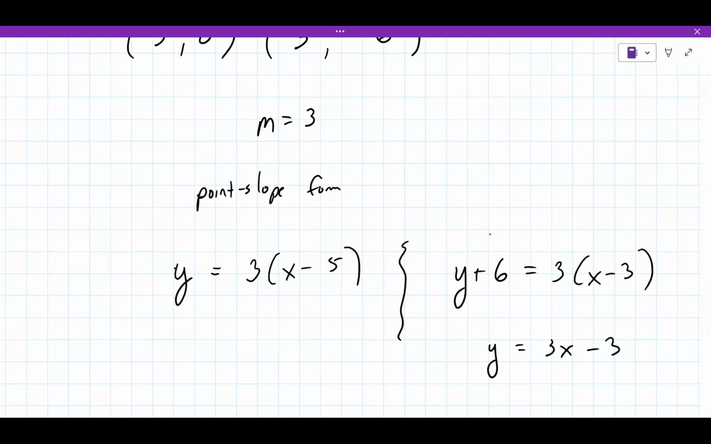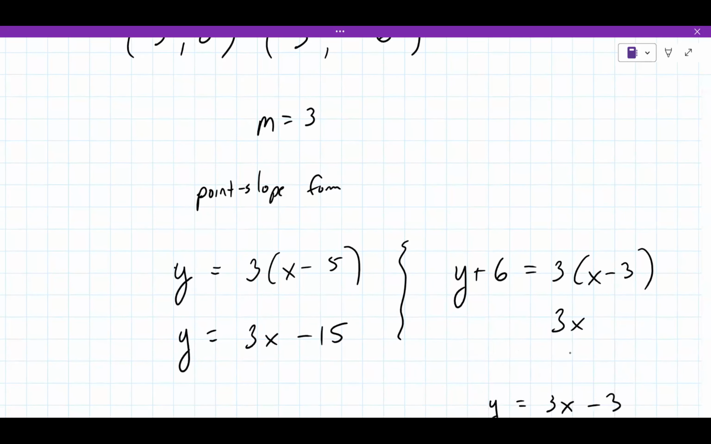And so they should be exactly the same, would you agree? When we distribute this in, we should get exactly the same thing as this. Yes. Okay, so y equals 3x minus 15. They are not the same. What could have gone wrong? I do not know. Well, what did you do on the right here? I did 3 times x, 3 times -3, -9, added -9 to the other side, and was left over with -3.